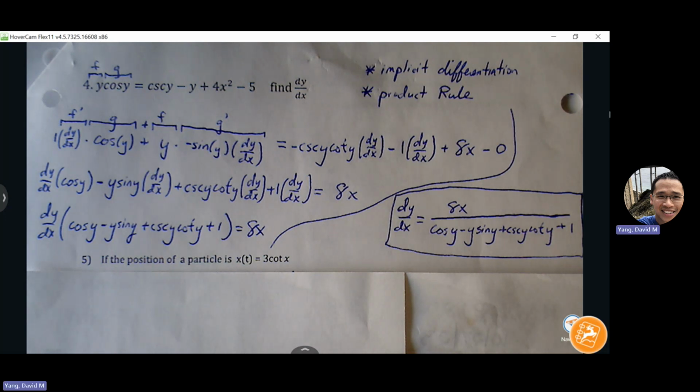Okay, number 5. Position is given by x sub t. We want to find velocity first, and from velocity get to acceleration. Okay, try that.